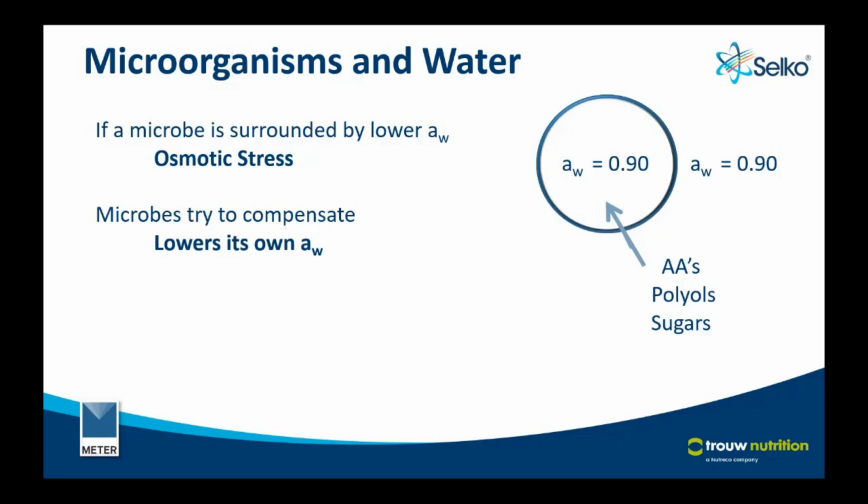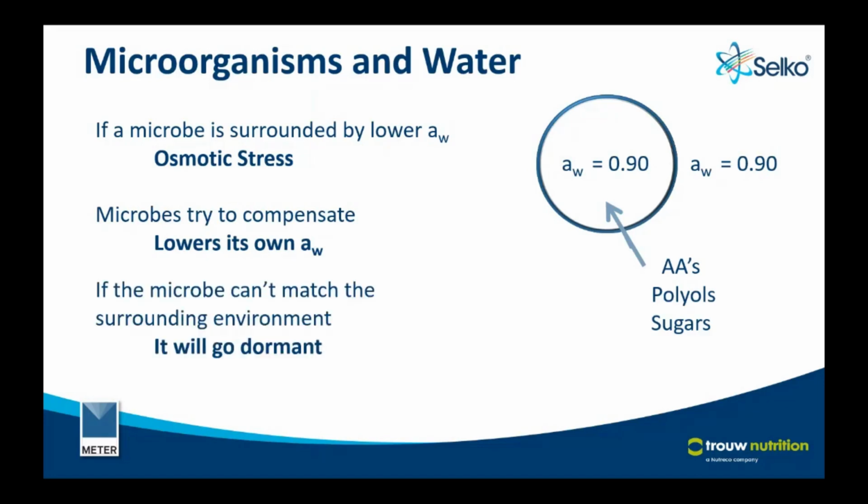But if there's an instance where the microorganism can't match the surrounding environment's water activity, then it's going to go dormant. It might form a spore, and it's going to stop growing completely. It doesn't mean that the microorganism has been killed, but it does mean that it can no longer grow and reproduce in this type of environment.